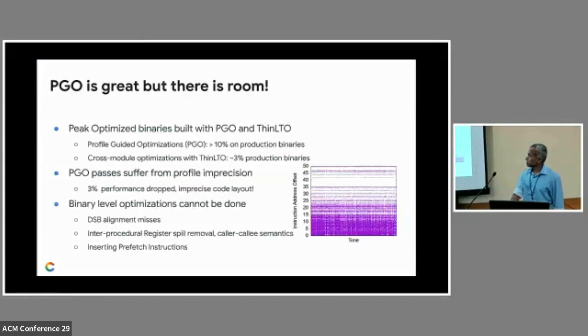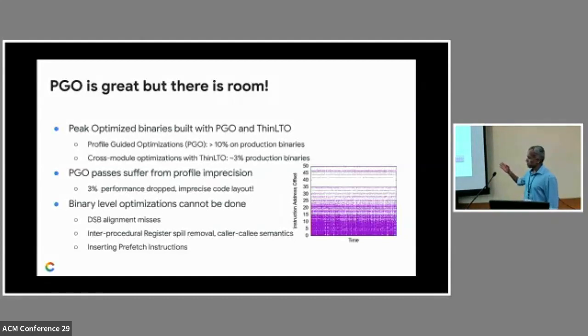So for the first question, profile-guided optimizations and link time optimizations are used on peak-optimized binaries, and they've given us double-digit performance improvements. However, there's a lot more performance to be had. This is primarily because profile-guided optimization passes suffer from profile imprecision. As we go down the optimization pipeline, applying code transformations and introducing new control flow paths and blocks, the profiles of these paths are often approximated and a lot of performance is left on the table. A study showed that up to 3% of performance is dropped due to this.